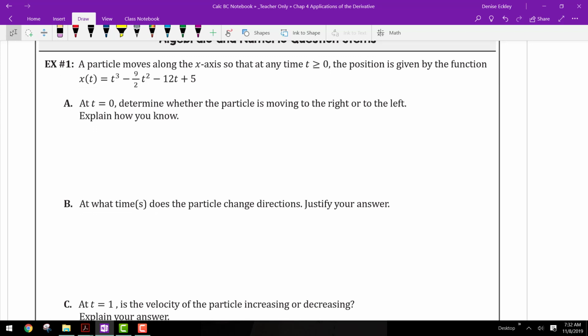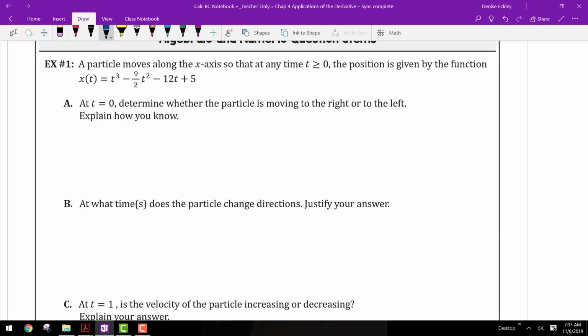A particle moves along the x-axis so that at any time t greater than or equal to 0, the position is given by the function x of t equals t to the third power minus 9/2 t squared minus 12t plus 5. So our first question asks us, at time equals 0, determine whether the particle is moving to the right or to the left and explain how you know. So we will know depending on the sign of the velocity. So we want to find the derivative first.